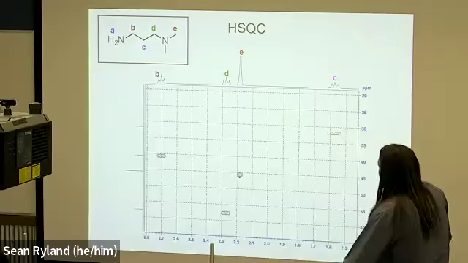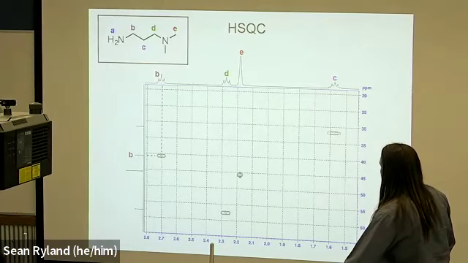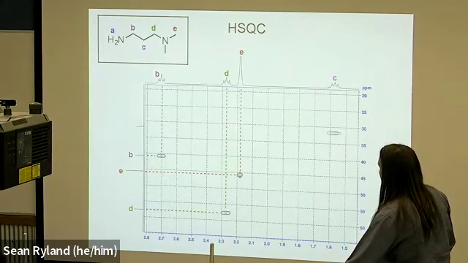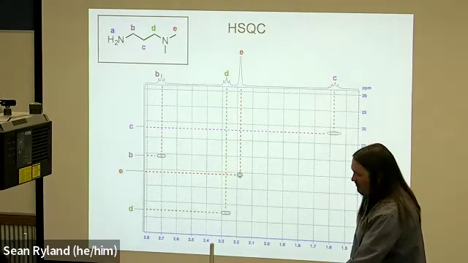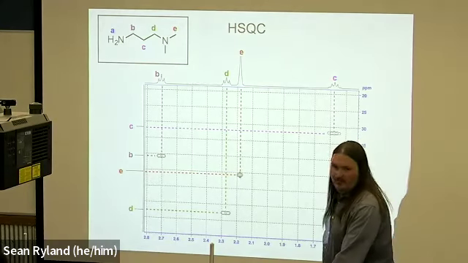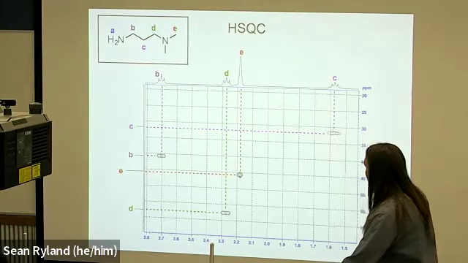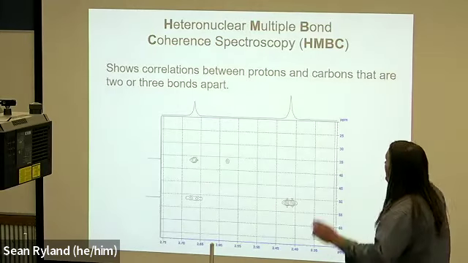All right, so here's just the zoomed in version so that we can see everything in a little bit more detail. So B correlates with B, D with D. There's E. Just another way, now we have more ways to put the pieces together, more pieces of information, to make everything make sense. All right, last one.